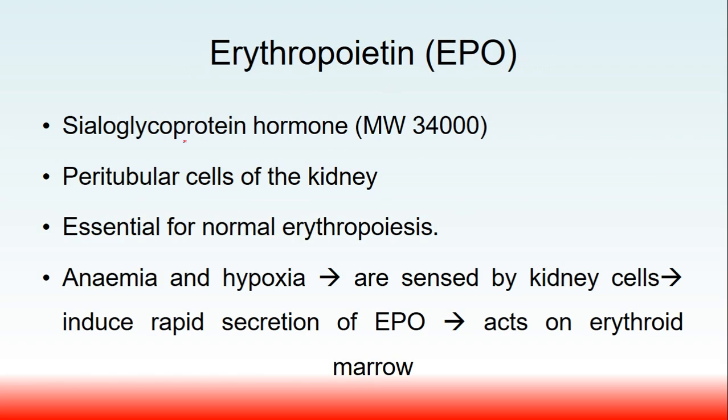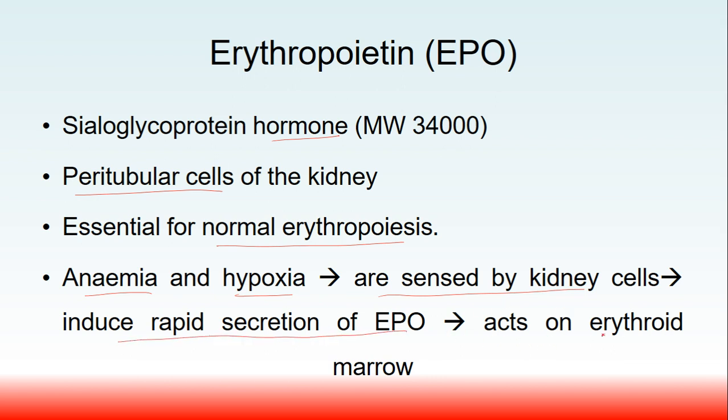So coming to erythropoietin, it is a glycoprotein hormone which is mainly produced by the peritubular cells of the kidney. It is essential for normal erythropoiesis. Anemia as well as hypoxia will stimulate erythropoietin synthesis. Mainly this anemia and hypoxia will be sensed by kidney cells, thereby inducing rapid secretion of erythropoietin.